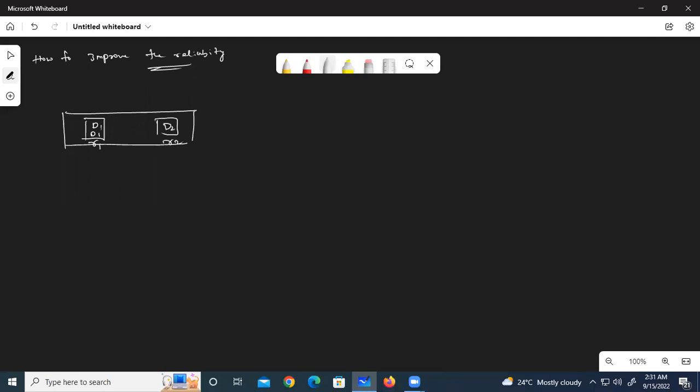Clear, everyone? Now what happens: if D1 is not working, automatically another D1 is going to work. Yes or not? If one D1 is not working, the other, the same copy of the device, is going to work once again. If this fails, that will work, and if that fails, this will work. Then automatically we can increase the reliability percentage, right?